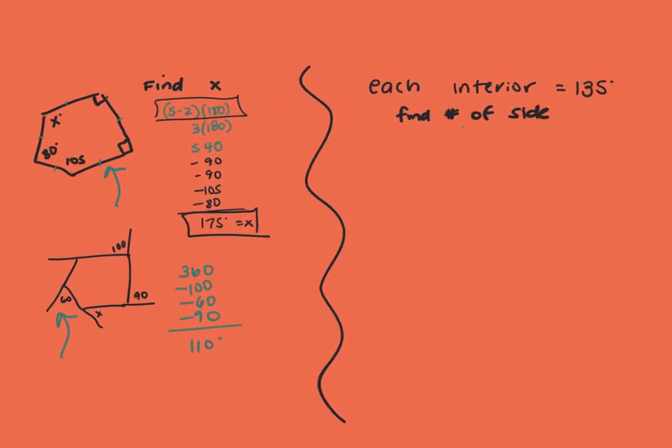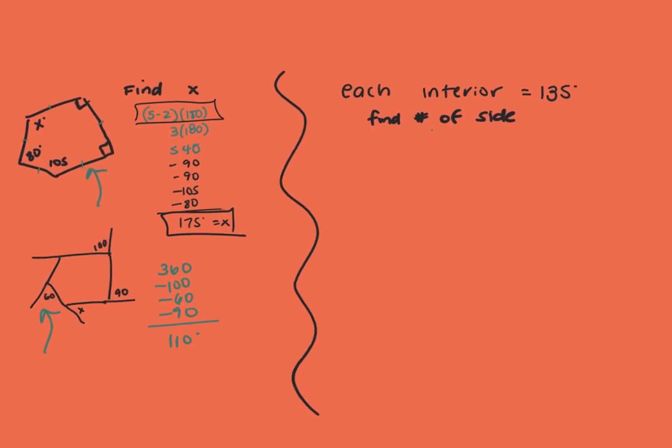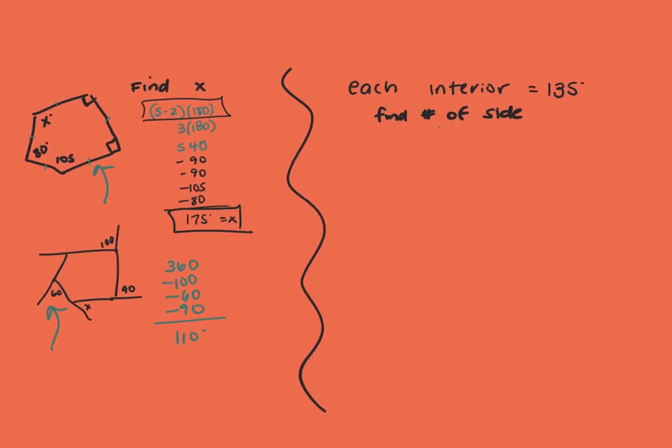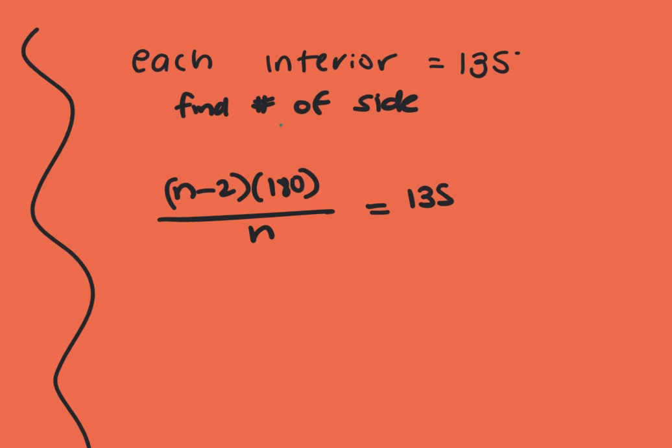The other kind of question that you're going to see is each interior is given, and you have to find the number of sides. So if we work backwards from here, if I did each interior, then my equation is n minus 2 times 180 divided by n. And if that equals 135, and I want to solve for n, I'm going to go through this process. So if you just follow with me, if I want to isolate n, there's two of them. So I first can distribute here. I'd get 180 times n minus 360 over n equals 135.